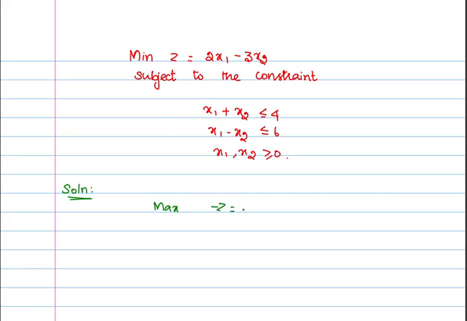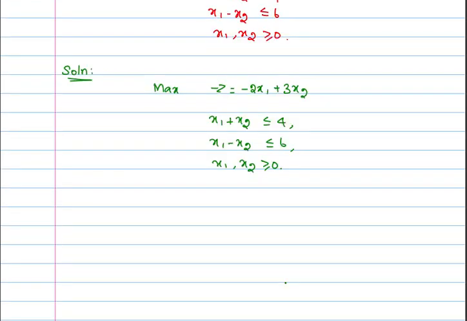minus z equal to minus 2 times x1 plus 3 times x2, subject to the same constraints: x1 plus x2 less than or equal to 4, x1 minus x2 less than or equal to 6, and all the decision variables are non-negative. So we are going to use the simplex method.